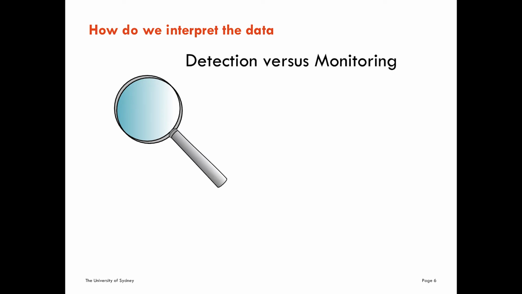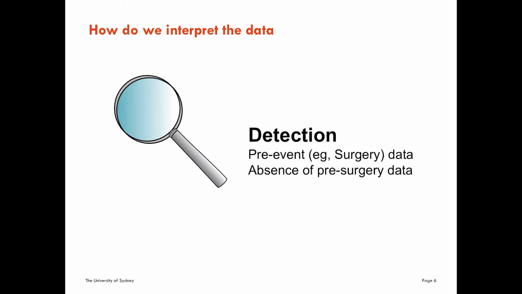So with the tools now, where the sophistication comes in is whether you're considering detection versus monitoring. And for detection, it's based on whether you have the pre-event, in this case, surgery data, or whether you don't. Now in Australia, in Sydney, there's one major hospital that routinely collects the BIS data before surgery. The rest of them don't. I know that Mass General, they do that here, but there's a lot of places that don't. More often than not, you don't have the pre-surgery data.